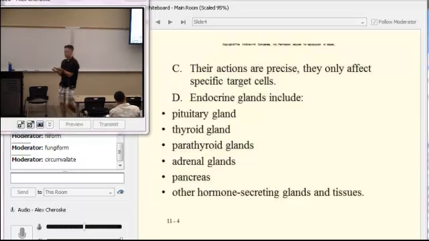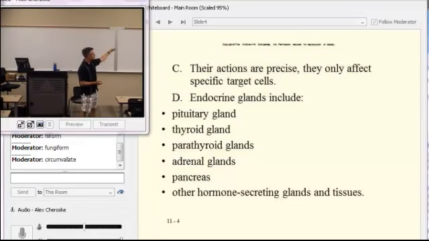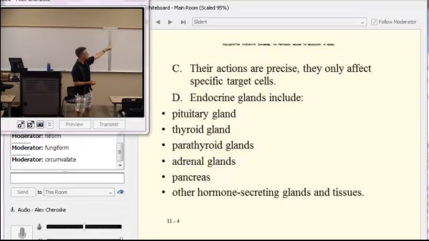The next thing that we do, and the last thing that we do in the bulk of the chapter, is just taking a tour through the major endocrine glands of the body and talking about the hormones that they put out and what those hormones do.